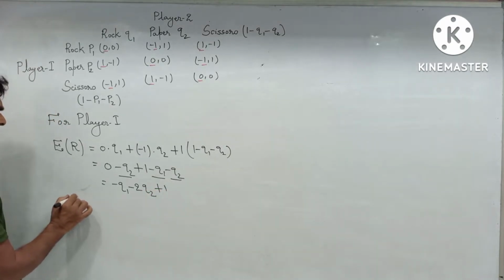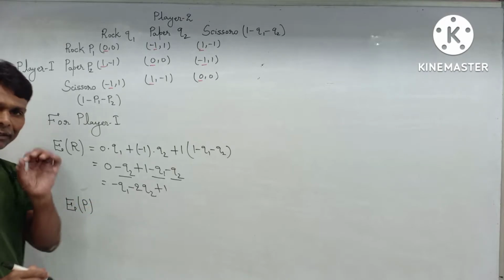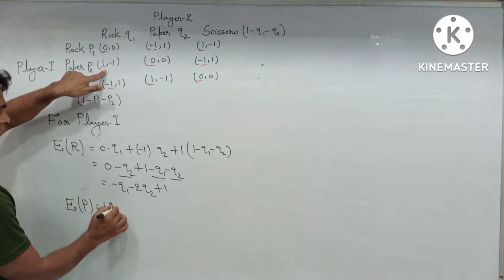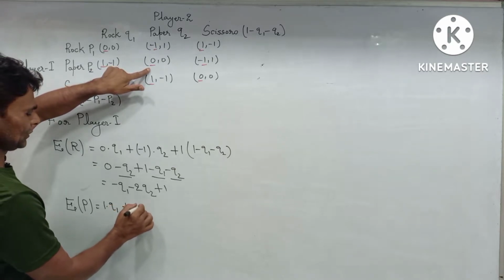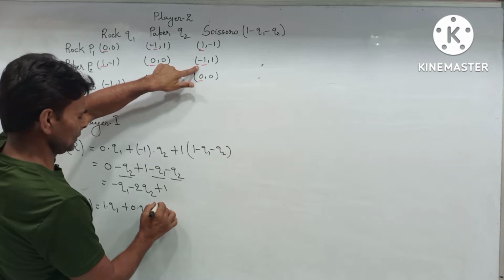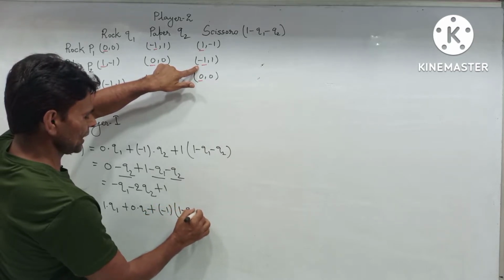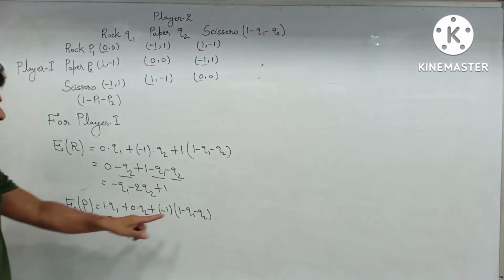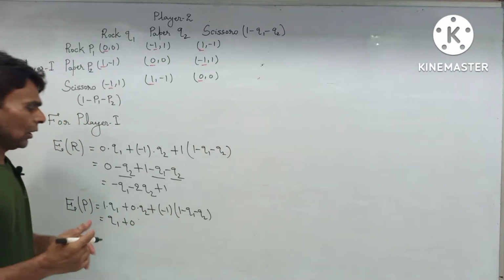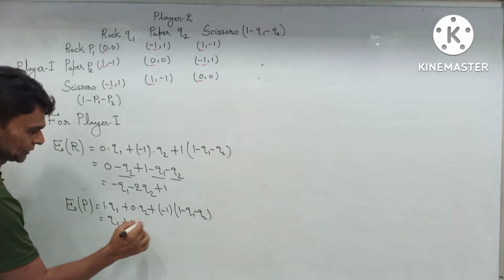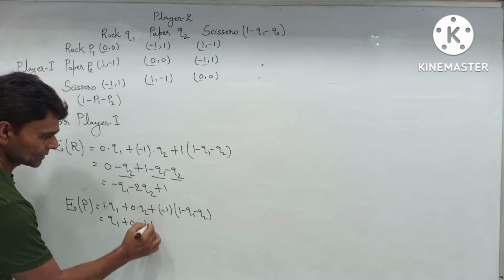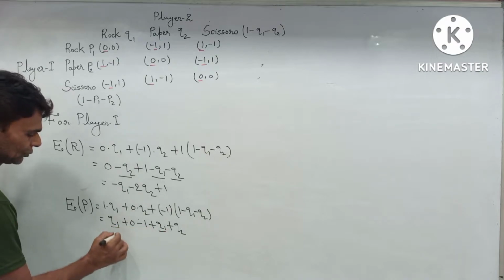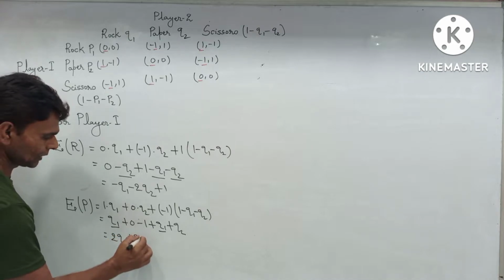Similarly, we can get the expected value of paper. Here, P stands for paper expected value. Paper: 1 into Q1, plus 0 into Q2, minus 1 into 1 minus Q1 minus Q2. Solve it: Q1 plus 0, and if we multiply the bracket by minus 1, all signs become opposite: minus 1 plus Q1 plus Q2. Here Q1 plus Q1 becomes 2 Q1 plus Q2 minus 1.